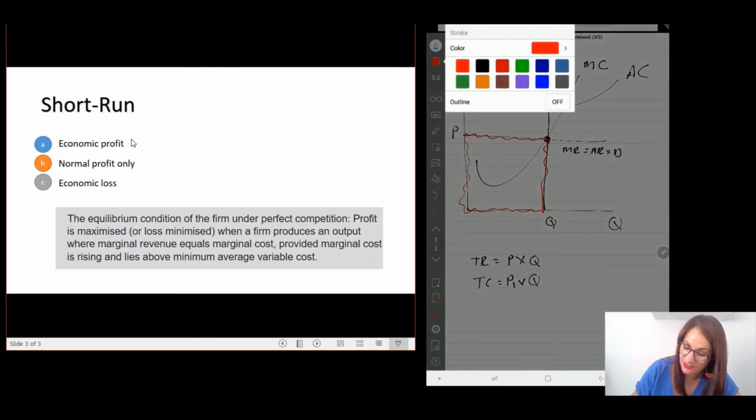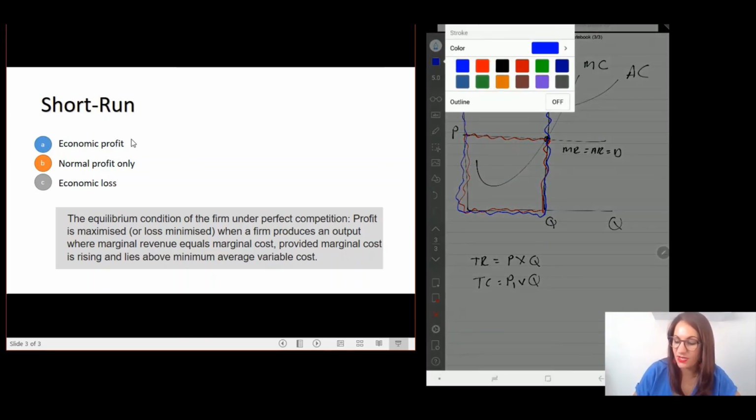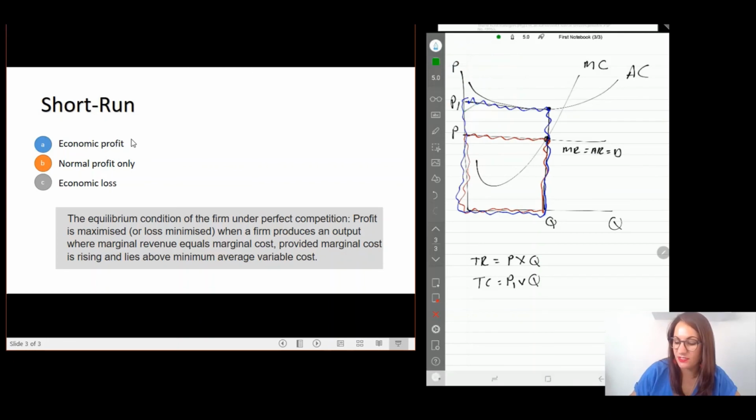So this area here is your costs. You can see that your costs, the blue block, is greater than the red block. So if you subtract your revenue from your cost, it leaves you with this area here, which is your loss area. In the next video, we're going to look at some more graphs in the long run.